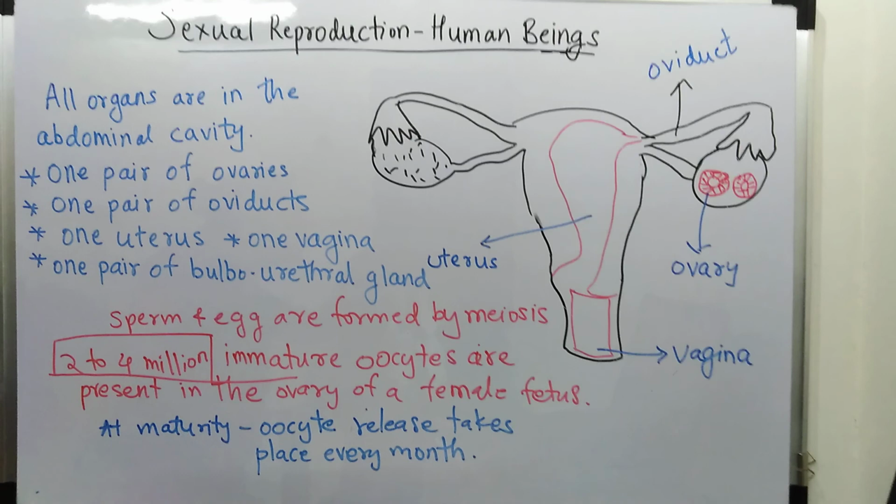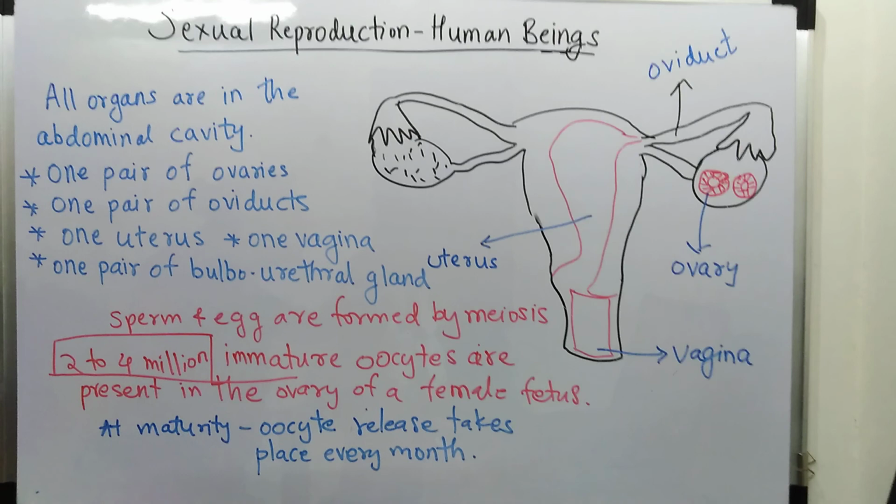Oocytes are present in the ovary of a female fetus. Alright. 2 to 4 million. Remember this number. Immature oocytes, 2 to 4 million oocytes are present.